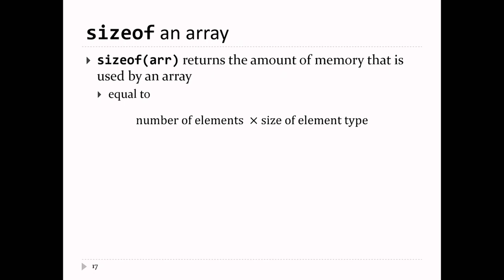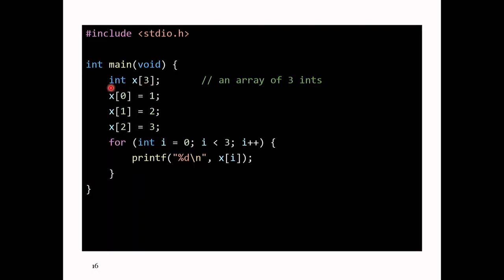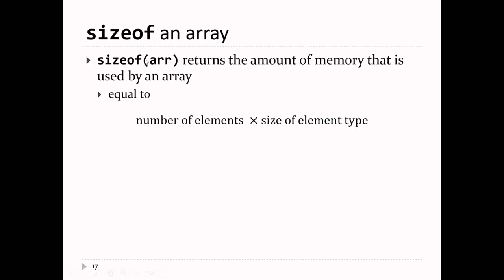Now, if you have a local array declared like this, you can ask for the size of that array. sizeof(arr) returns the amount of memory that's used by the array. So it's not the number of elements, it's the amount of memory. The value that's returned by sizeof is the number of elements times the size of the element type.